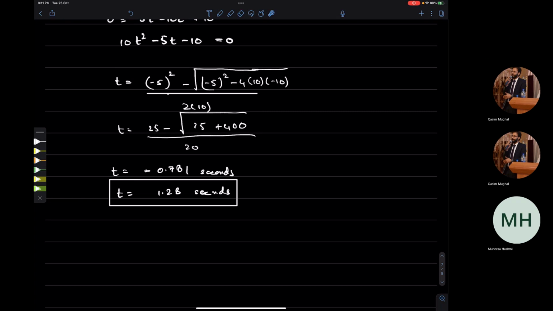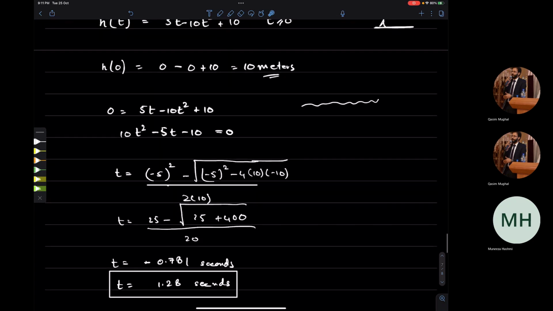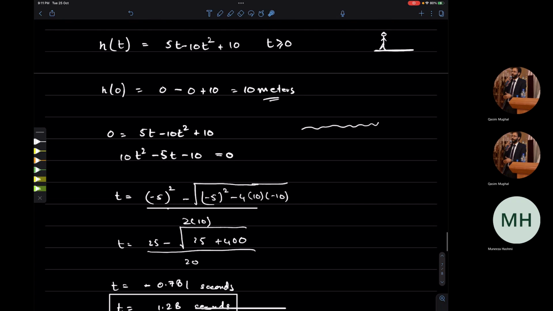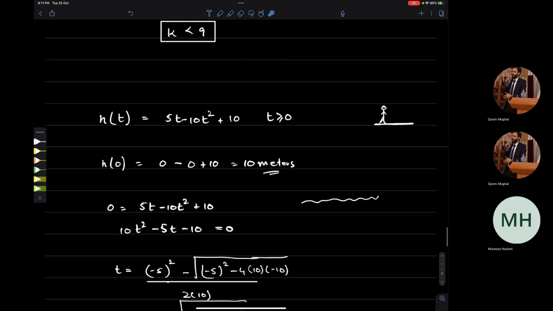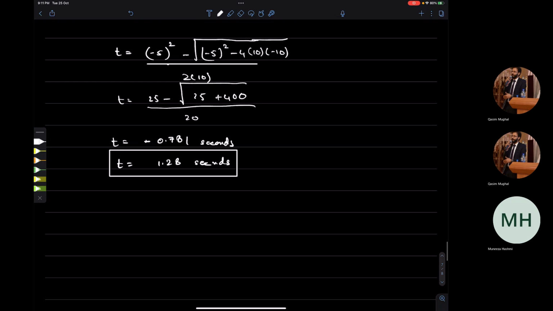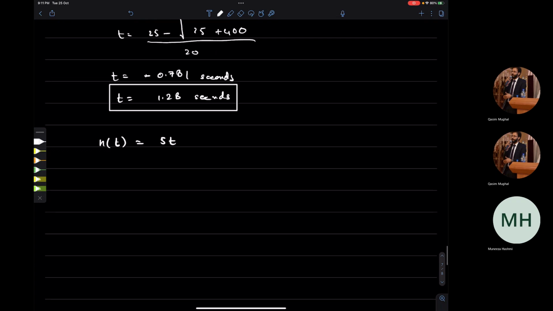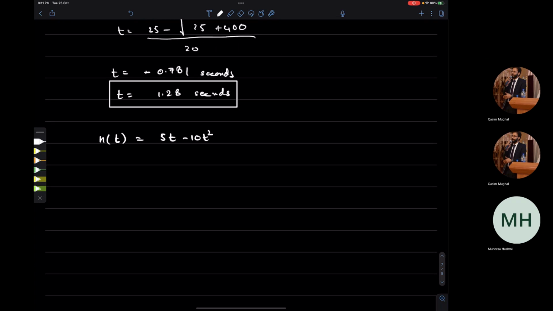Okay? Yes, sir. Now he's saying rearrange the formula h of t in the form of completing the square. All right, completing square method. h of t equals 5t minus 10t squared plus 10. I'm going to rearrange it as negative 10t squared plus 5t plus 10. So I've brought the squared term first.